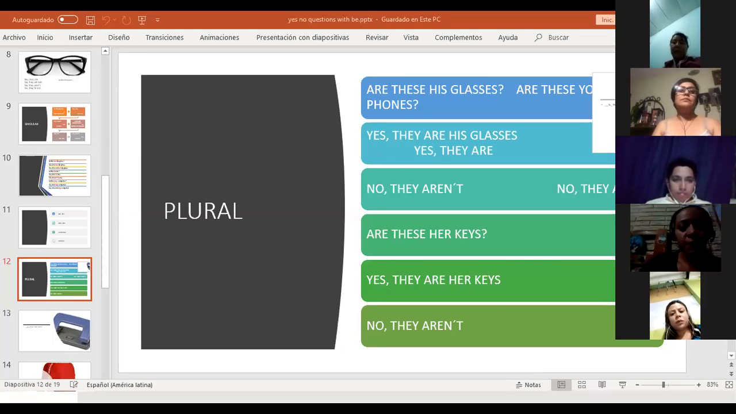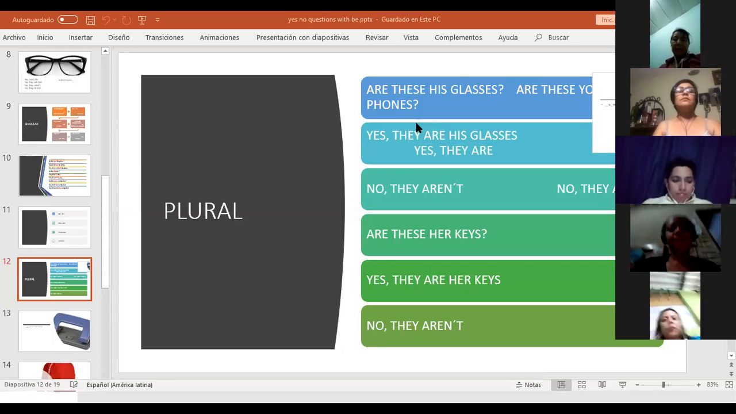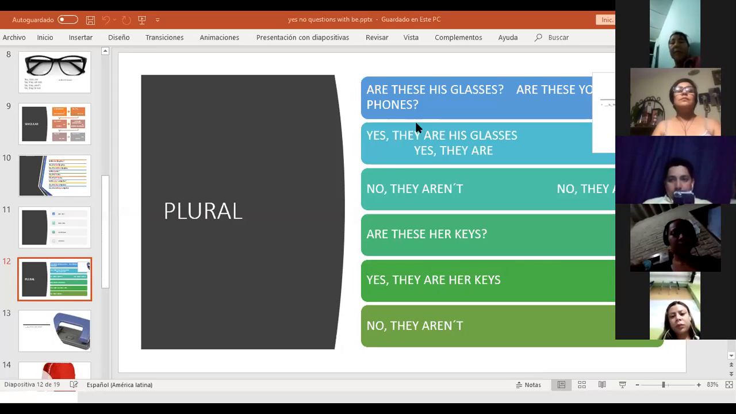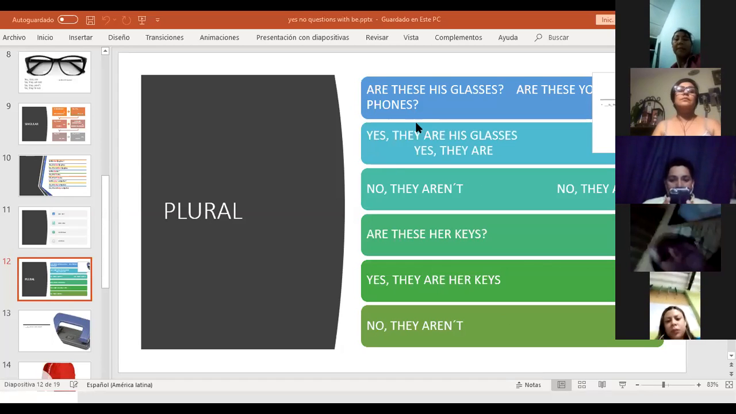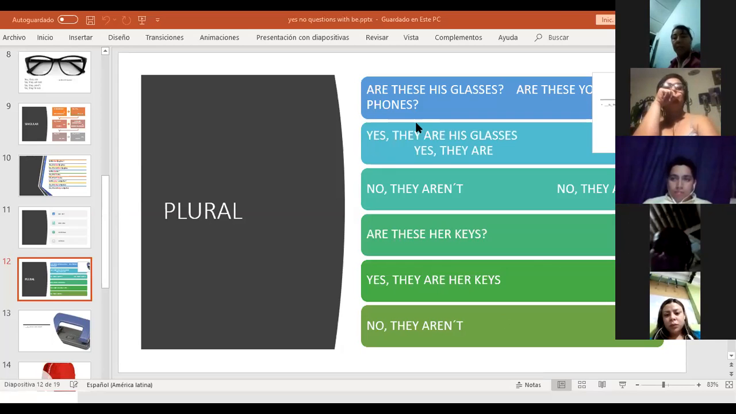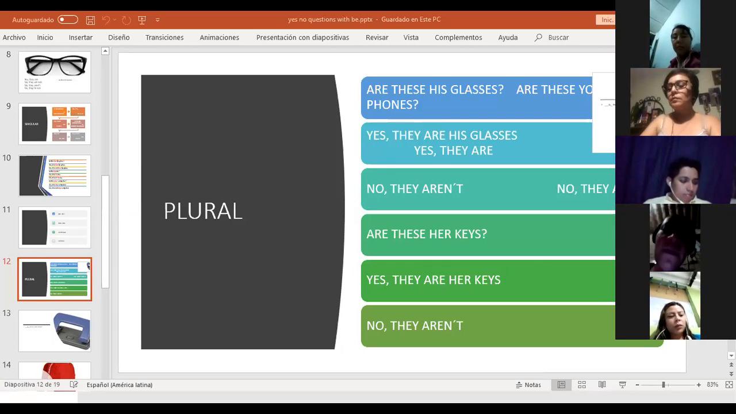Veamos estas. Igual a lo que estábamos haciendo anteriormente. Are these his glasses? Yes, they are his glasses. Or no, they aren't. Okay. And then you say, are these her keys? Yes, they are her keys. Or no, they aren't. I just want you to do this with me right now before we go.